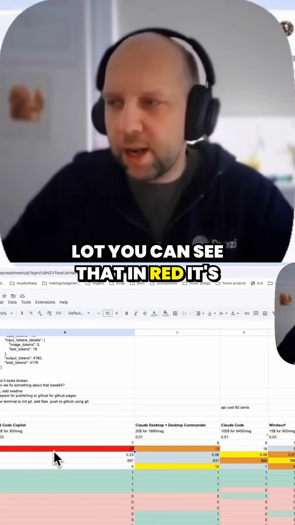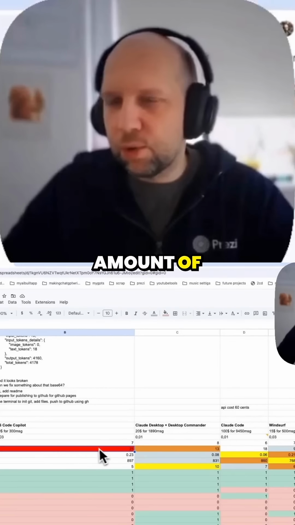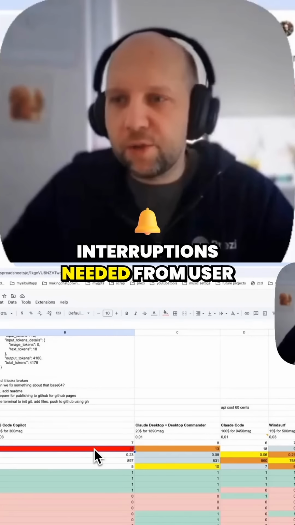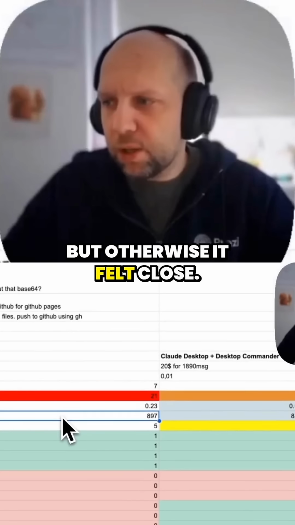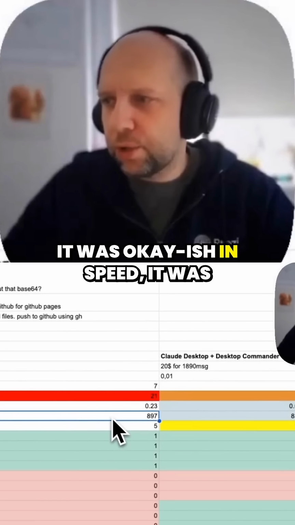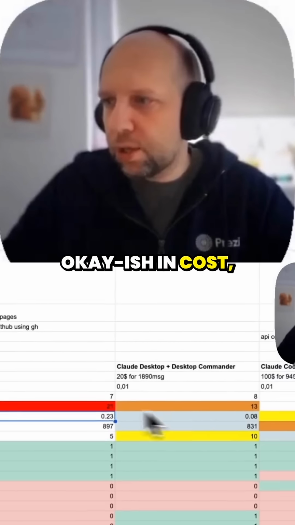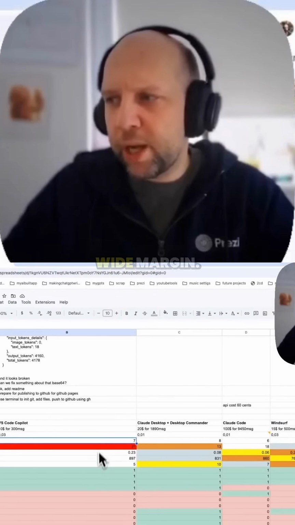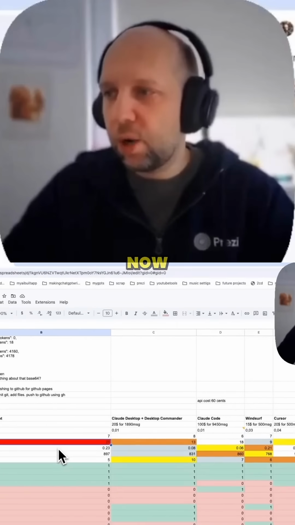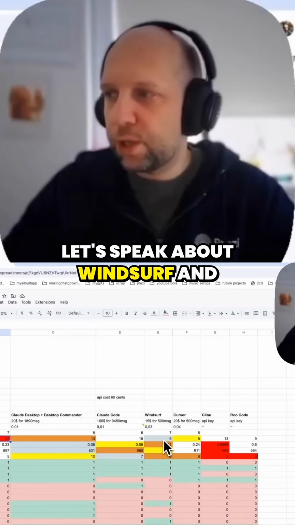You can see that in red, it's the worst performer in the amount of interruptions needed from the user for it to continue work, which was bad. But otherwise it felt close. It was okay-ish on speed. It was okay-ish on cost. It felt like it was 5th, 4th place, but not by a wide margin. It was okay. Now let's speak about Windsurf and Cursor.